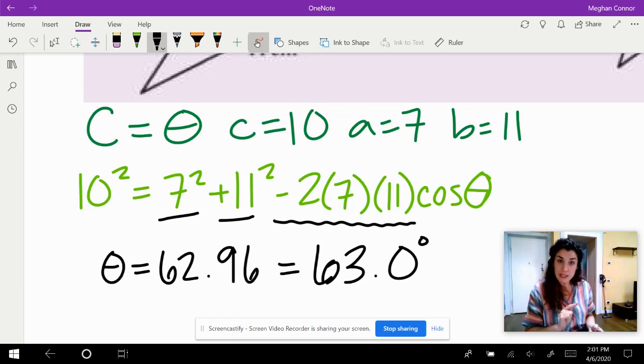If you do not have a TI Inspire, you are going to solve it by graphing. So you're going to go to your graphing calculator. I have to erase all of my things that are on there.